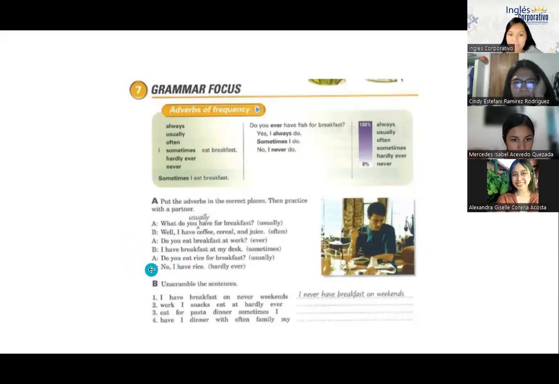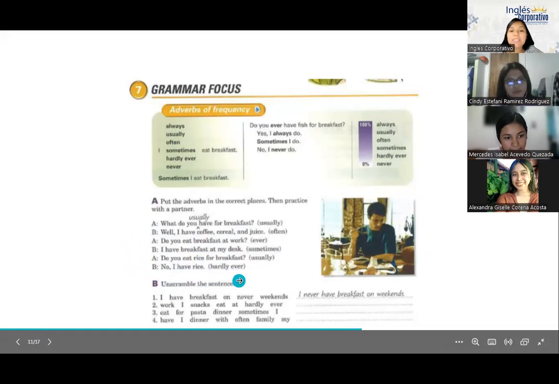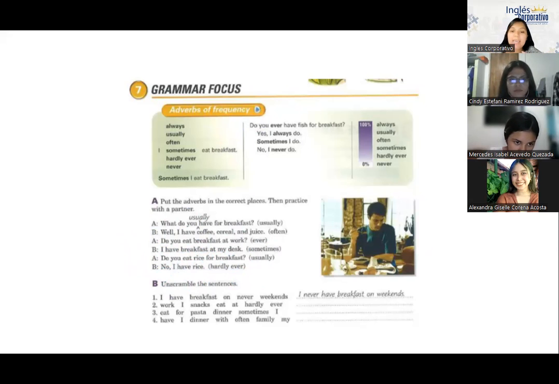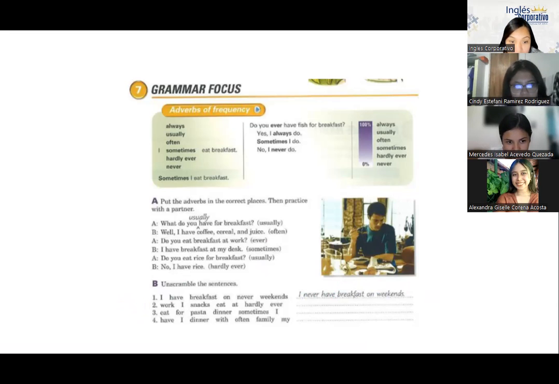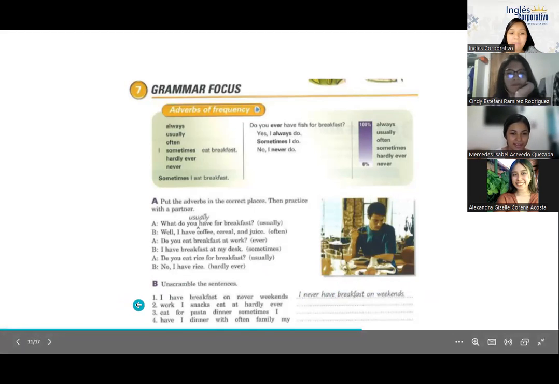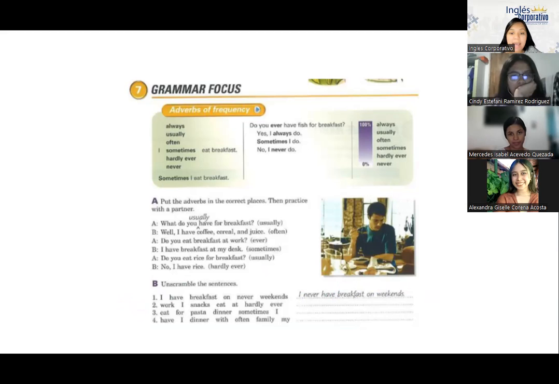Do you usually eat rice for breakfast? Excellent. No, I hardly ever have rice. Perfect. Unscramble the sentences. Vamos a descifrar la oración que está aquí. Number one, I never have breakfast on weekends. Number two, I hardly ever eat snacks at work. Excellent.